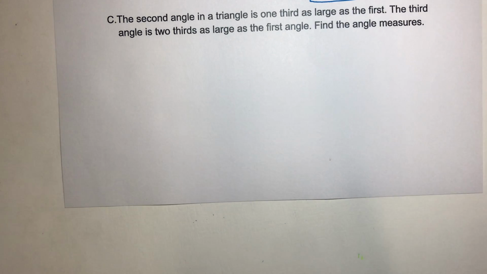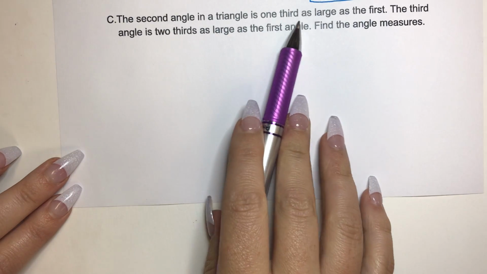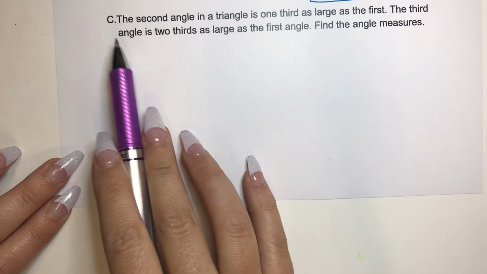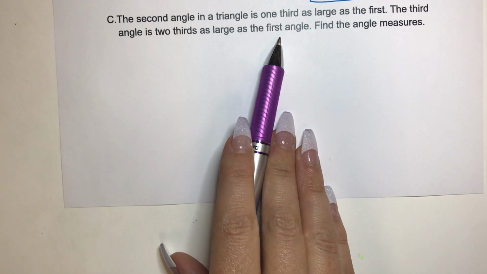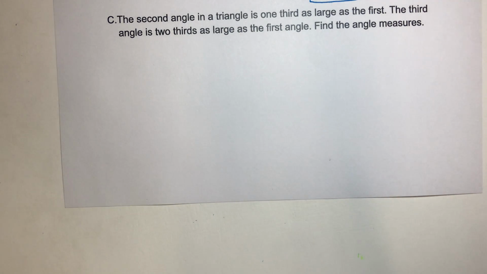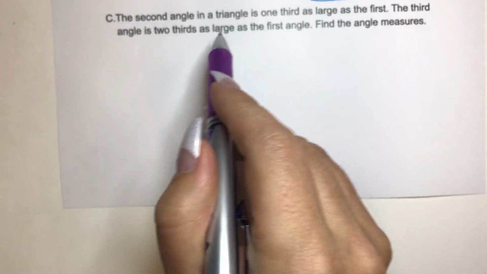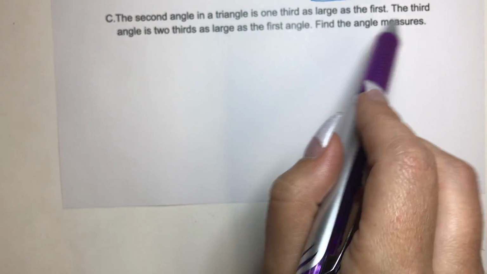Okay, let's see how you did. So this says, what does it say? The second angle in a triangle is 1/3 as large as the first. The third angle is 2/3 as large as the first angle. Find the angle measures. Ooh, this one's getting complicated. All right, so the second angle in a triangle is 1/3 as large as the first.